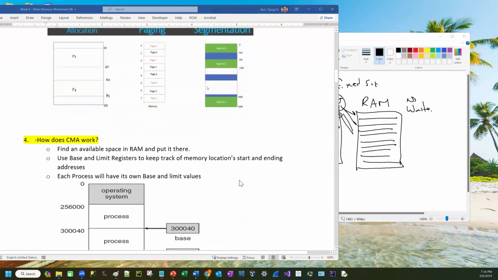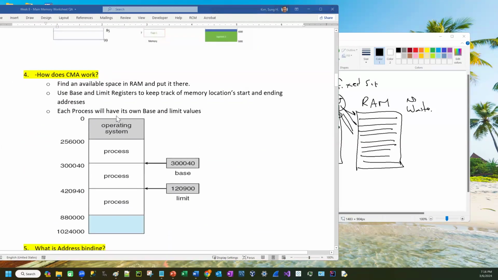Yeah, sure. So how does the CMA work? I talked about it, maybe not so much here, but in the drawing, I basically put the processes wherever there is available contiguous space.